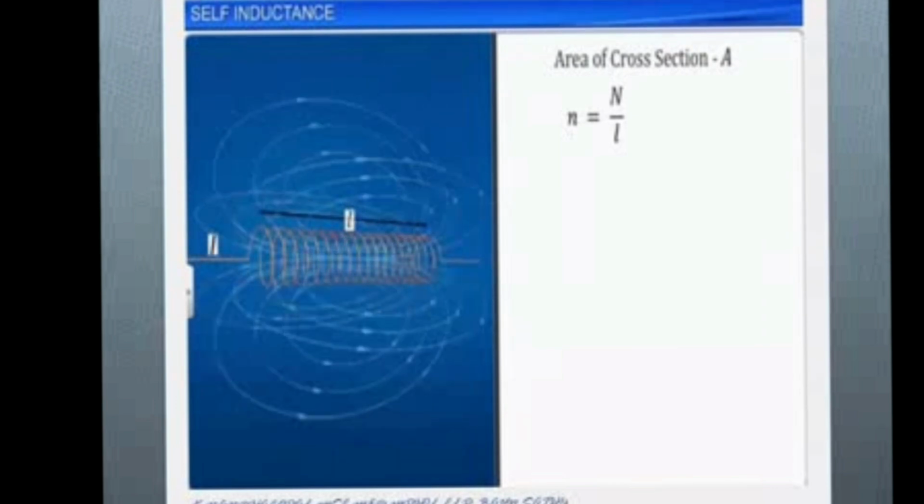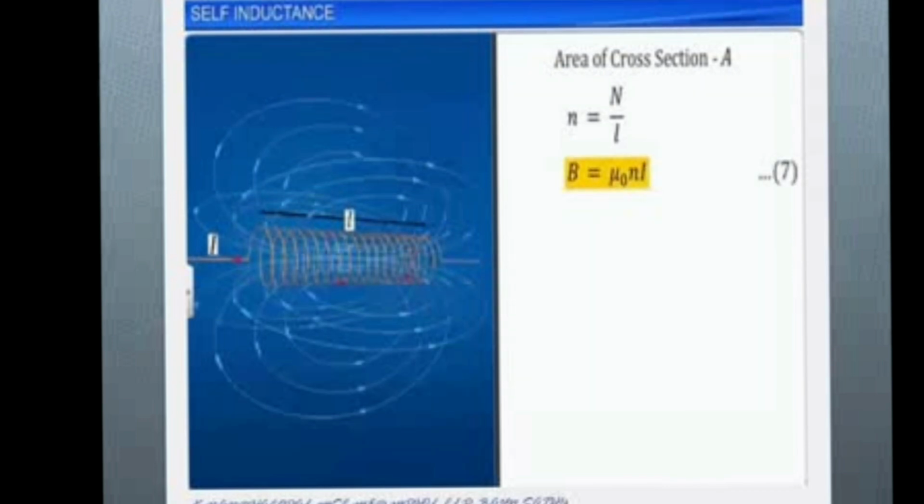So here the length of the conductor is L. The magnetic induction produced by the coil, you know, is B equal to mu naught n i. Already we derived the equation. That is the magnetic induction produced in the coil when current flows through the coil. Now we have to calculate the self-inductance of a long solenoid.